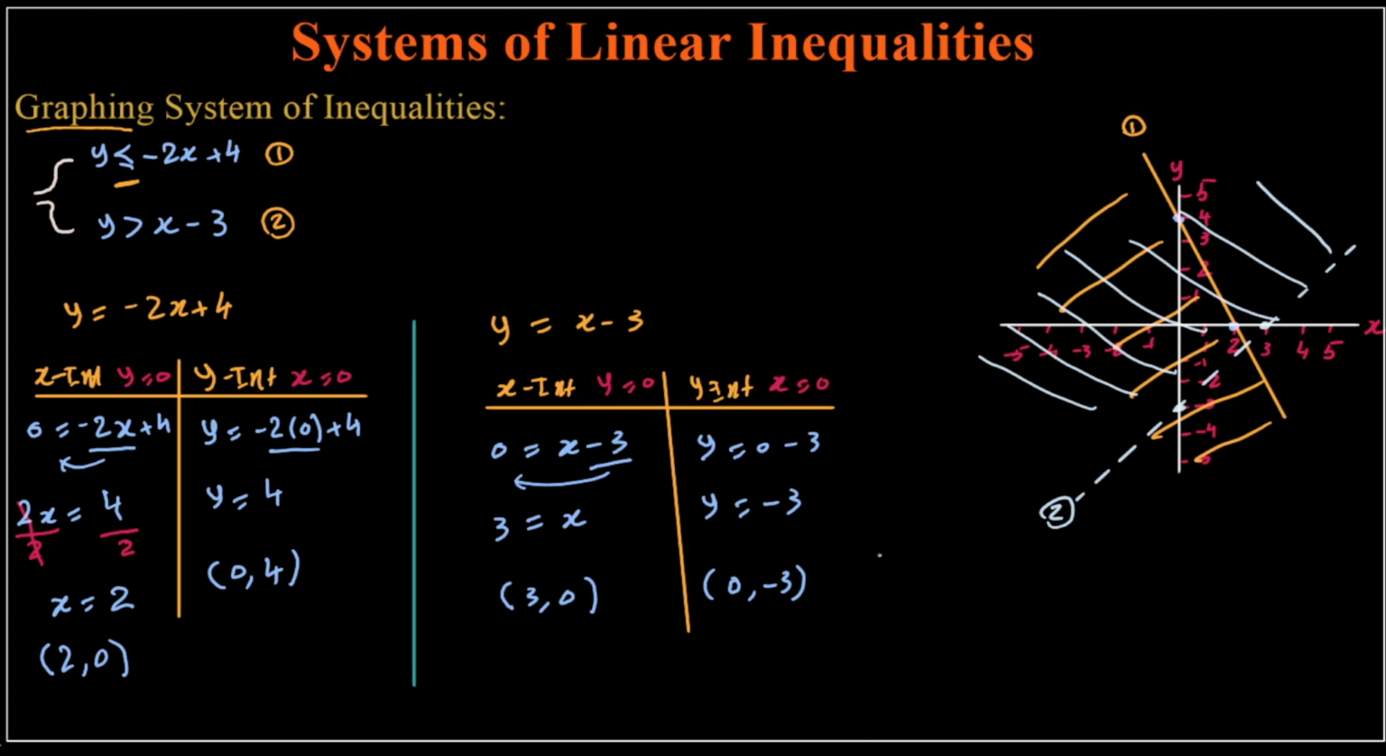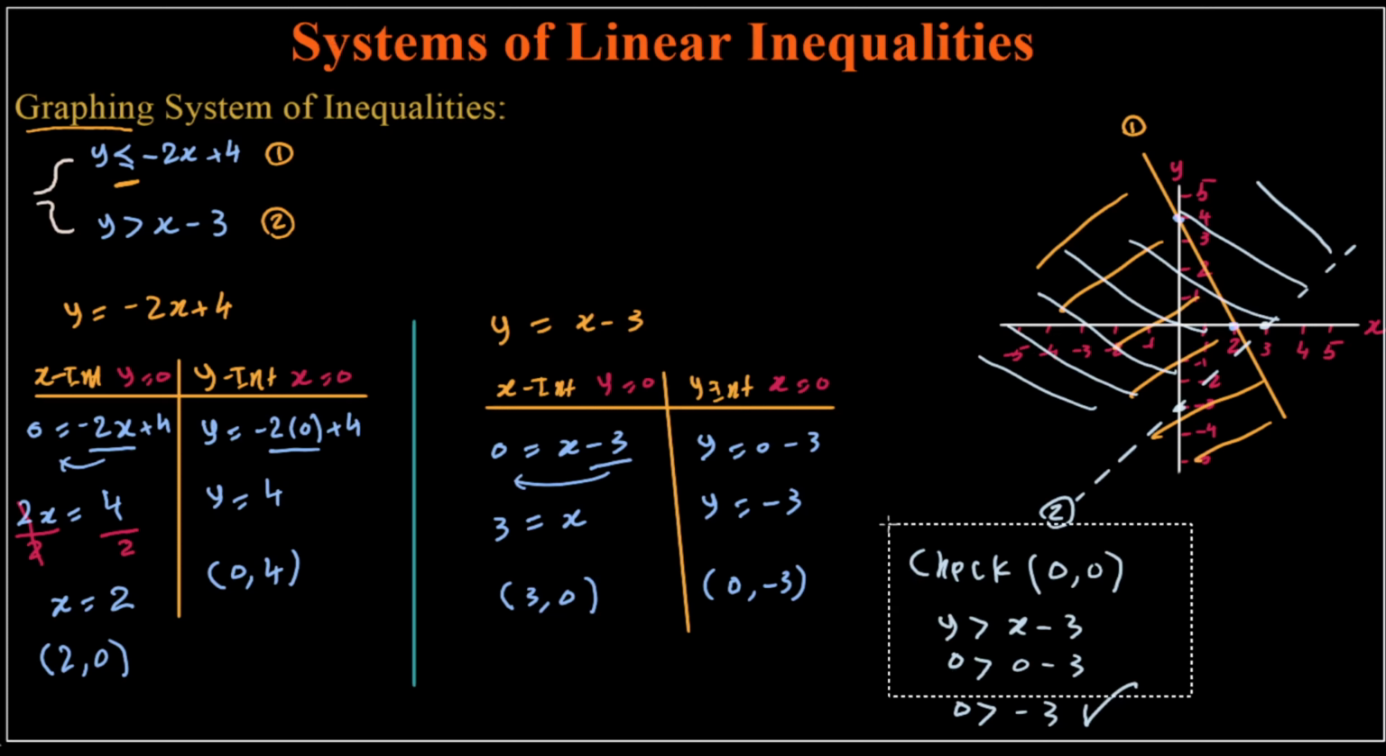Let's check it. For the second one, let's write here, check. The easiest point to take is 0 and 0, because if you multiply 0 by any number, it will be a 0. So y greater than x minus 3. If y is 0, is 0 greater than 0 minus 3? 0 is greater than negative 3, which is true. So it goes for that part, where we have the 0 point. So our solution part will go up. Let's erase it because we don't need it here.